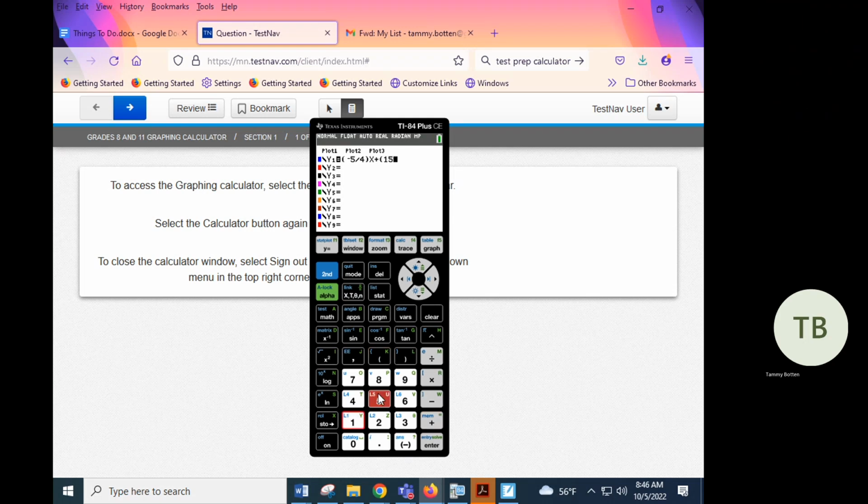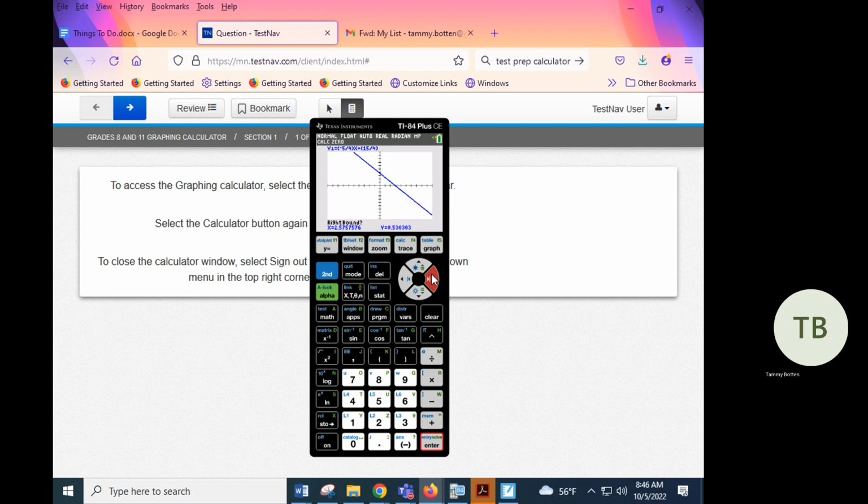(15 divided by 4). And if I do zoom 6, I need to find this point. So I'm going to go second calc down to number 2. Right now I am to the left of this point, so I can just hit enter.